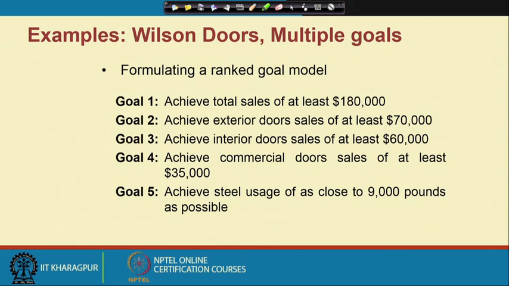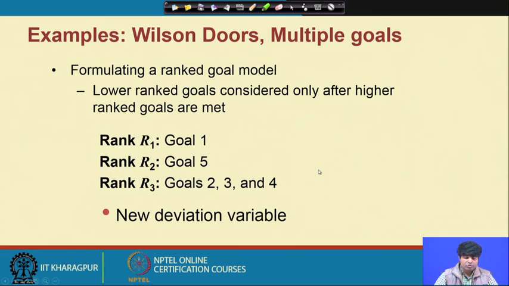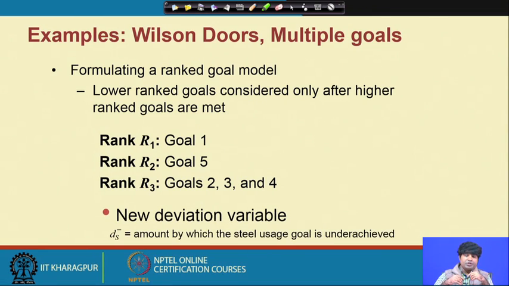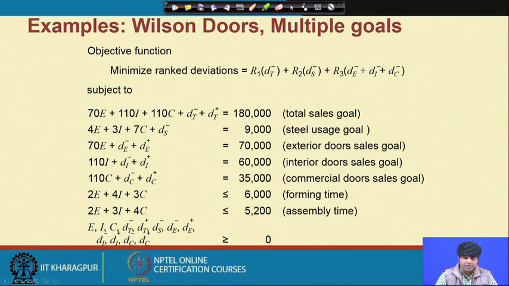The second task is rank based goals, where the same targets are there, and we would like to fix up the model. What we are putting here is rank 1, rank 2, rank 3: goal 1 goes to rank 1, goal 5 goes to rank 2, and rank 3 is for goals 2, 3 and 4. So, now the new deviation variable will be ds minus, and accordingly the problem will be to minimize the rank deviation.